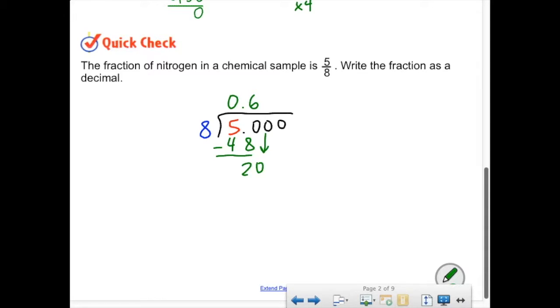How many times will 8 go into 20? Twice. 2 times 8 is what? 16. Subtract that, what do we get? 4. I got another 0 to bring down. How many times does 8 go into 40? 5 times. And this is what I call a terminating decimal.